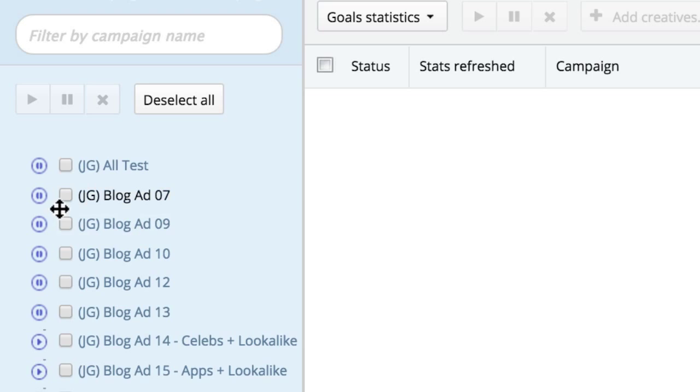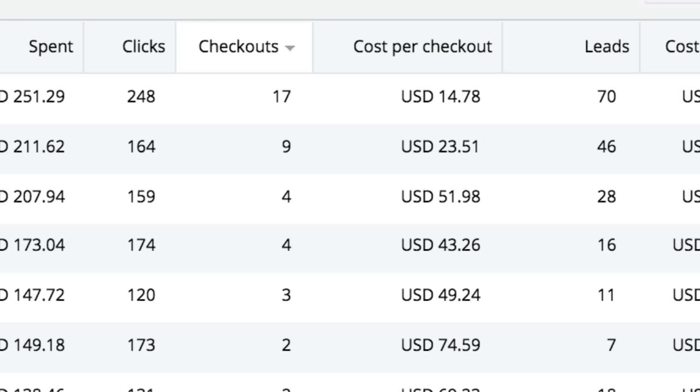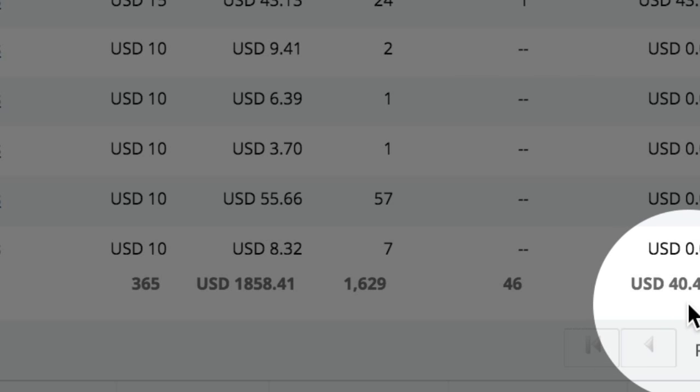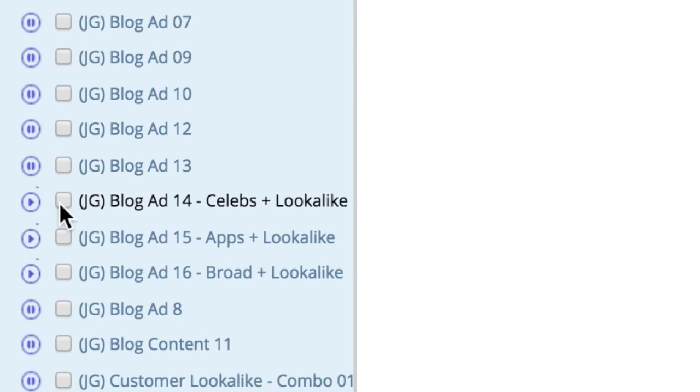So let's check out another one here. If I look at this campaign, this ran sort of recently. Same idea here, 17 checkouts for $14, and then they went up, but they all averaged out to $40.40. Now, let me go over here and I'll show you what I had going on last night.